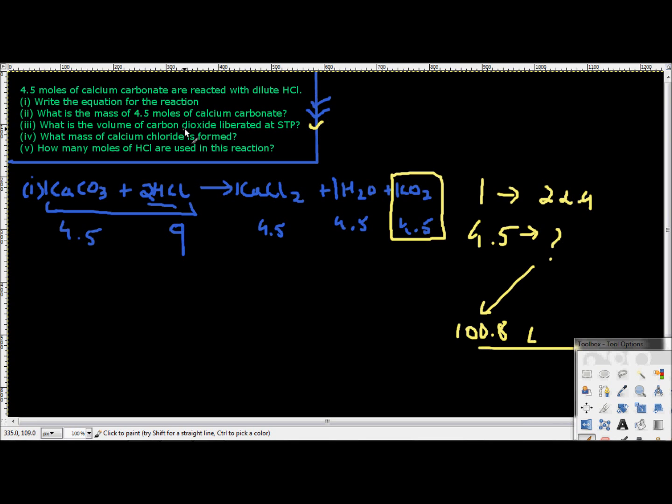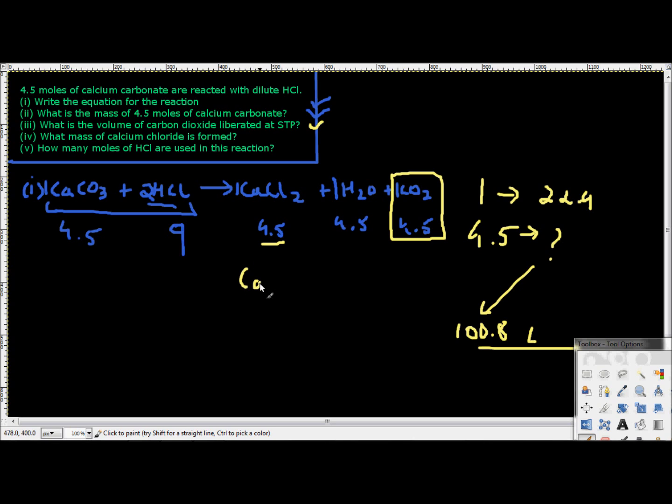Now what mass of calcium chloride is formed? Now you know from here that there are 4.5 moles formed. Again, same methodology. Find the mass of 1 mole. Now you know that Ca. Actually, in the question, they've given you the relative molecular mass of both calcium carbonate and calcium chloride, but I haven't done that just so you get familiar with how to find it.